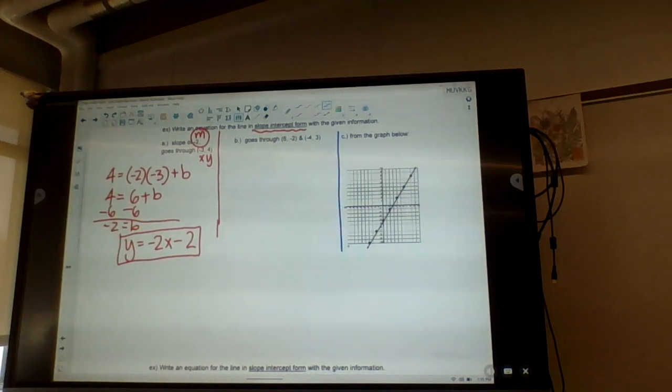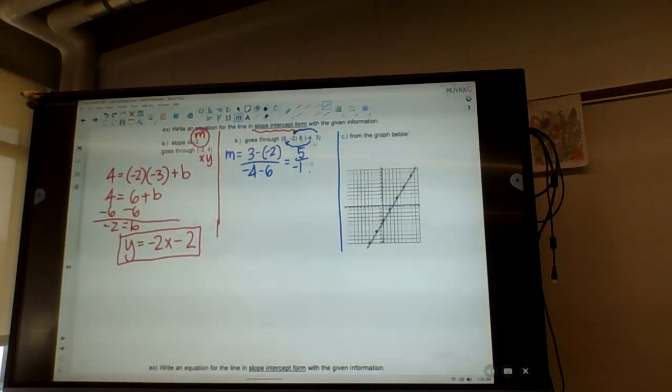Our next one's a little bit tougher because it kind of requires that we do what we did last time, where we find our slope first. So we're going to do y2 minus y1. Careful about the signs. And then x2 minus x1. The two negatives become positive, so 3 plus 2, which is 5. Down 4, down 6 is going to be down 10. So this is a -1/2 as my slope.